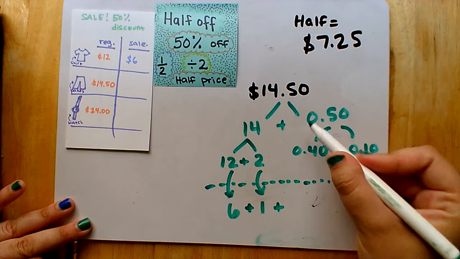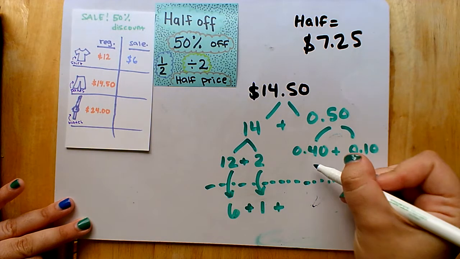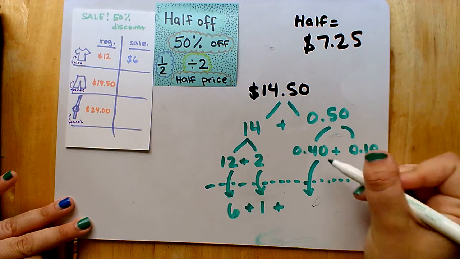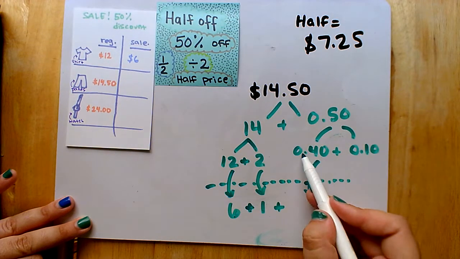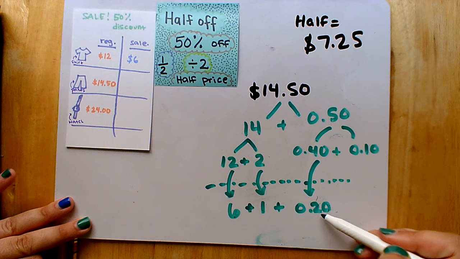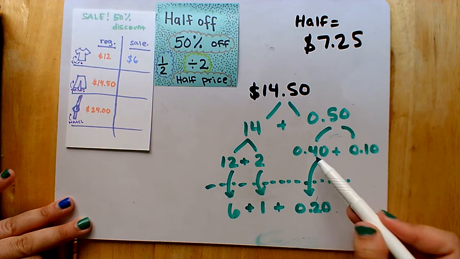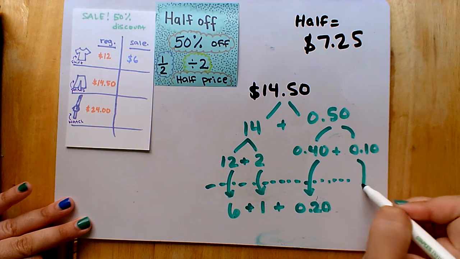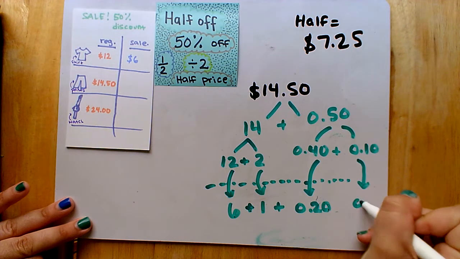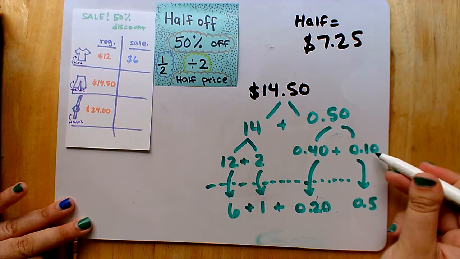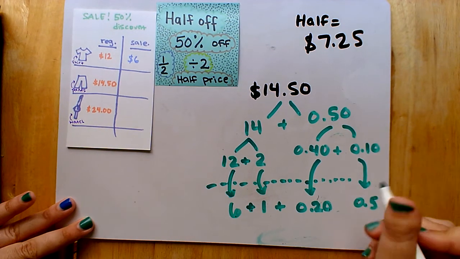Half of 40 cents, kind of like half of $40, is going to be related to 20. In this case, 0.20. 20 cents is half of 40 cents. Half of 10 cents is, just like half of 10, 5 cents. And I write it paying attention to my decimal points. Half of 10 cents is not $5, it's 5 cents.